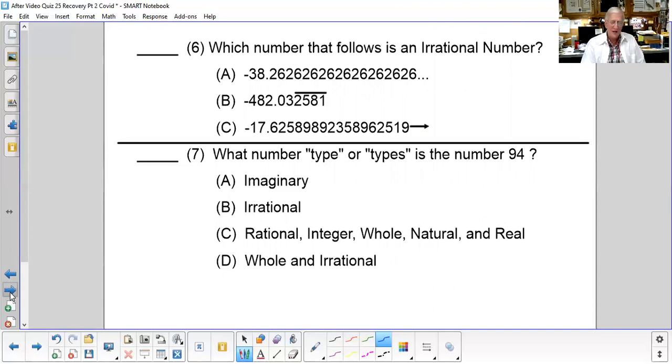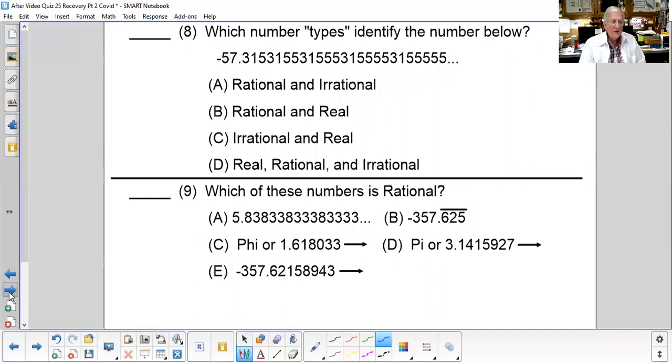Therefore, it is irrational. What type or types of numbers is 94? Well, it certainly isn't imaginary. It certainly is real, right? Okay. Is it irrational? No, I don't think so. Is it whole and irrational? No, if it isn't irrational, it can't be whole and irrational. So guess what? It's all of these. It's rational, it's an integer, it's a whole number, it's a natural number, and it's a real number.